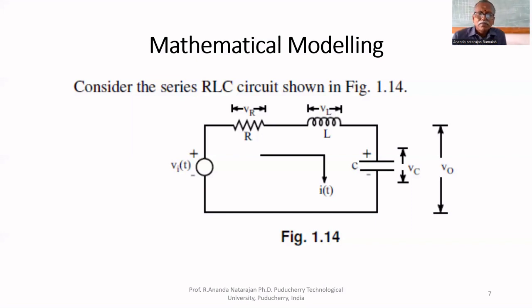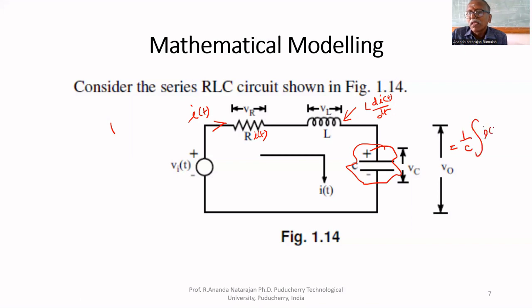In the mathematical model, here we have to apply KVL. We apply KVL, the current through this, let us assume that it is I of t. Therefore, the potential drop across this resistor is R I of t. The potential drop across this inductor is L di by dt. The potential drop across this capacitor is equal to 1 by C integral of I of t dt from minus infinity to t. So these are the potential drops.